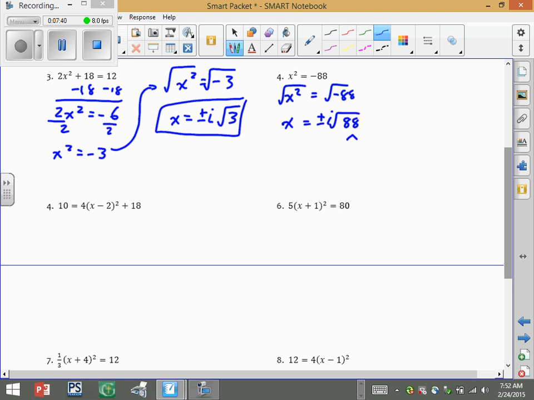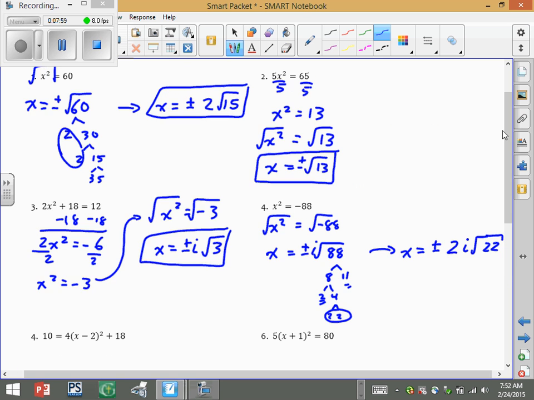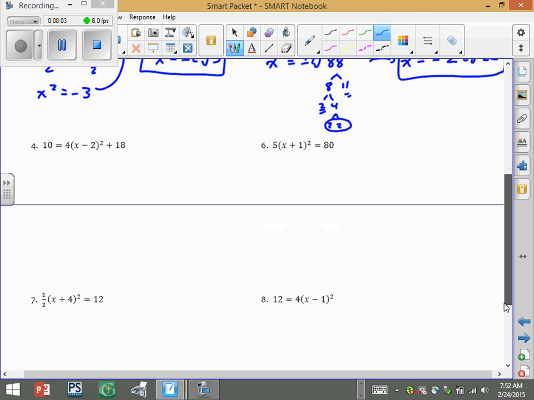88 is 8 times 11. We have 2 times 4, 2 times 2. So I can pull out a 2. So we end up with x equals plus or minus... So I pulled out a 2, pulled out an i, and what was left was that 2 and that 11. So that would leave me with 22 under the square root sign. Oh, excuse me. So there's your final answer to number 4.